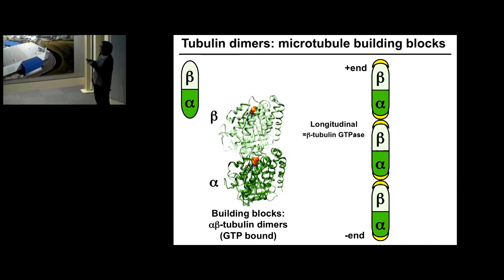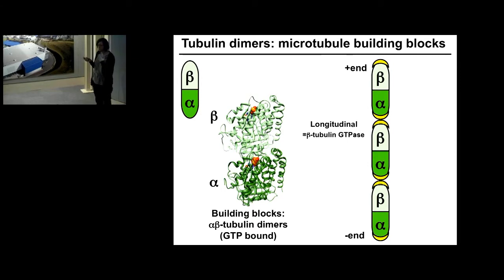And then what's also very important about these longitudinal contacts is that the GTPase site of beta tubulin is found at these longitudinal contacts. So it's in forming these protofilament contacts between one alpha tubulin here and the beta tubulin here that actually activates the enzyme of the tubulin. And so the enzyme activity of the tubulin is inextricably linked with the polymerization properties, and this is the way in which microtubule dynamics are driven.